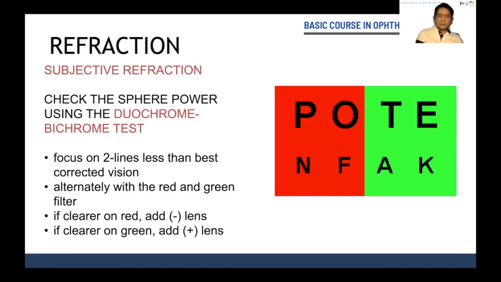So you add minus lens. If the patient reports that the letter on the green is clearer, then you are on the hyperopic side. You add plus lens to make it equal with the red filter. That is the duochrome bichrome test.